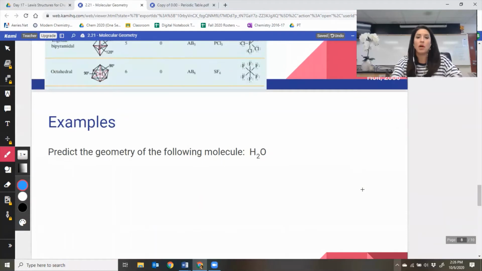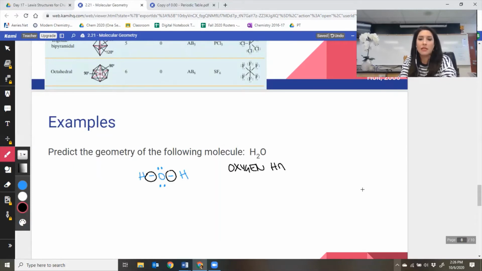So let's start with water. You should be able to draw the Lewis structure for water. The central atom, oxygen, has two regions of electron density that participate in bonds. So oxygen, you could say, has two bonding regions. Two of its sides are touching bonds, and two lone pair electron regions.